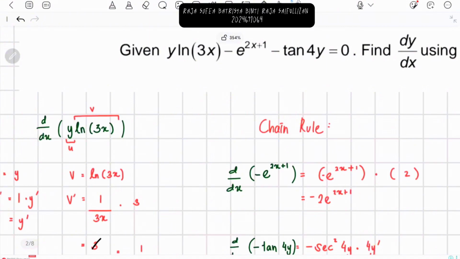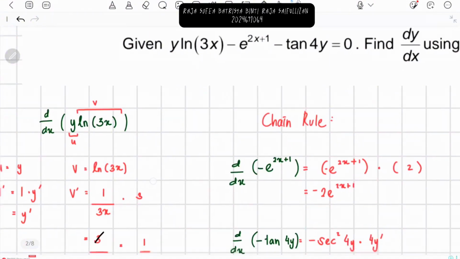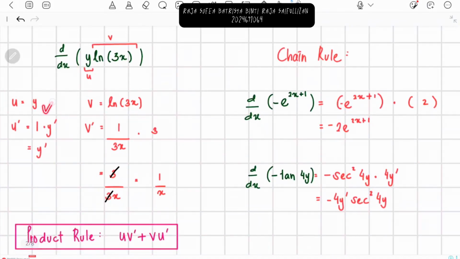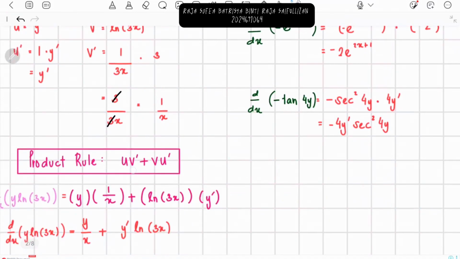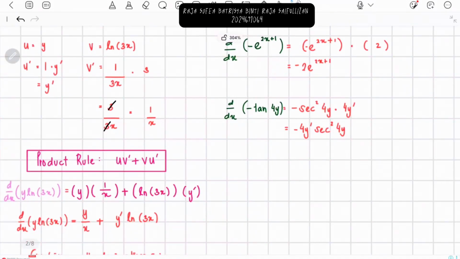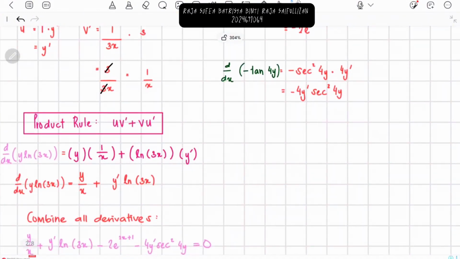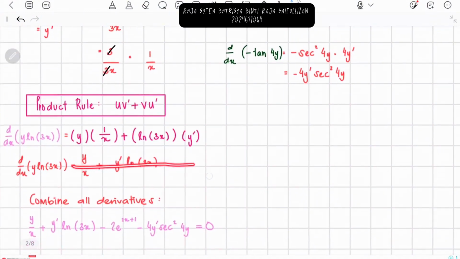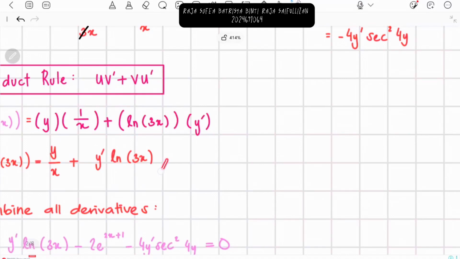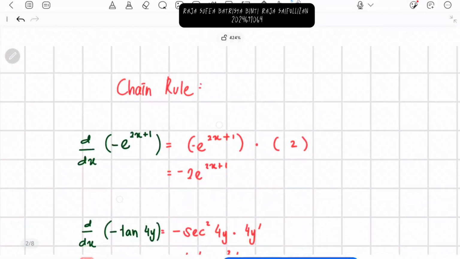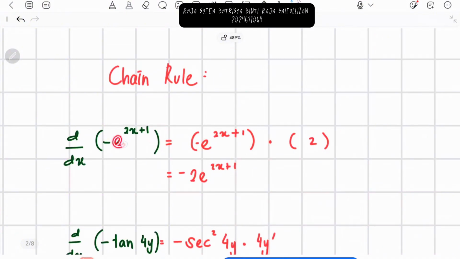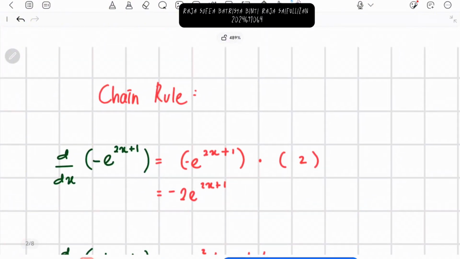For the first step, we need to differentiate y ln 3x using product rule. So we need to find u prime, v and v prime values because we need to substitute them into the product rule formula. When we get all the values, we substitute them like this and just solve it and we got this answer. Next step, we need to differentiate the negative e to the power of 2x plus 1 using chain rule.